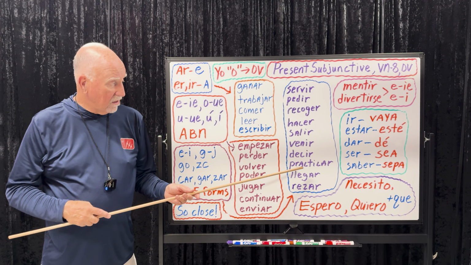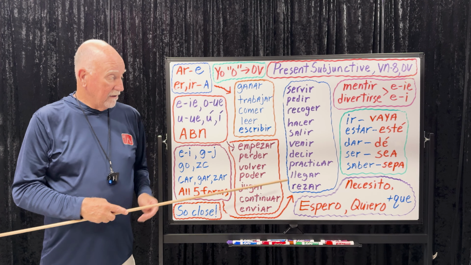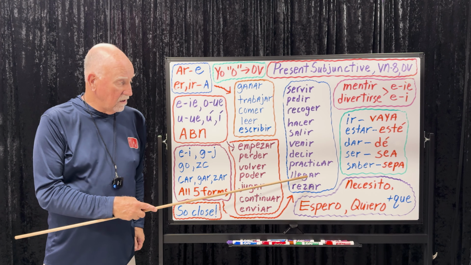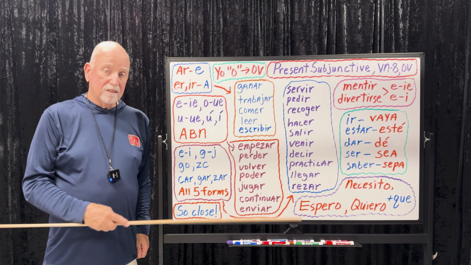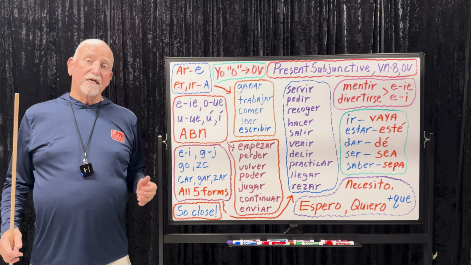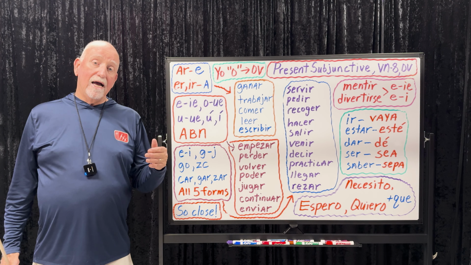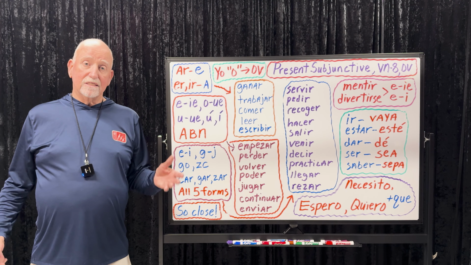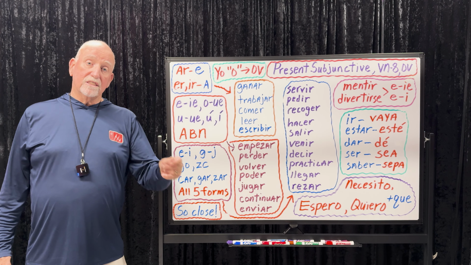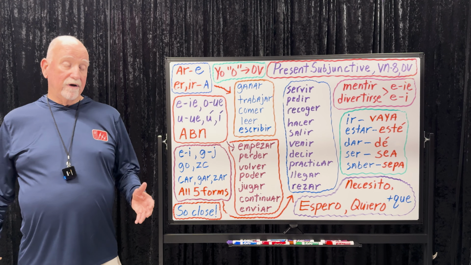Now let's go with the car-gar-zar verbs. Okay, practicar, that's a hard C. Jugar, that's a hard G. And rezar is a Z. What do we know about Z? Anytime Z is followed by an I or an E, you have to change it to C. Okay, that's just a rule in Spanish. Z changes to C in front of an I or an E.